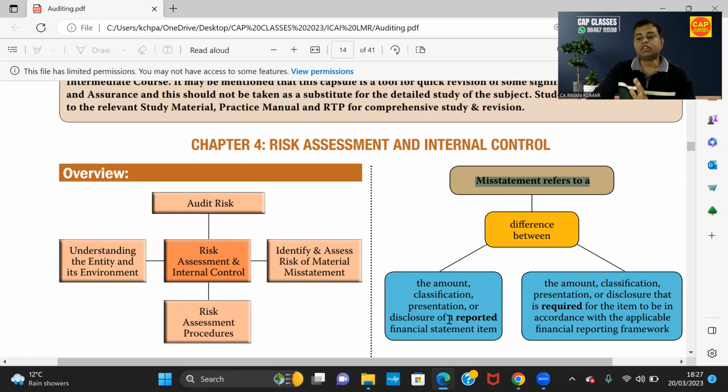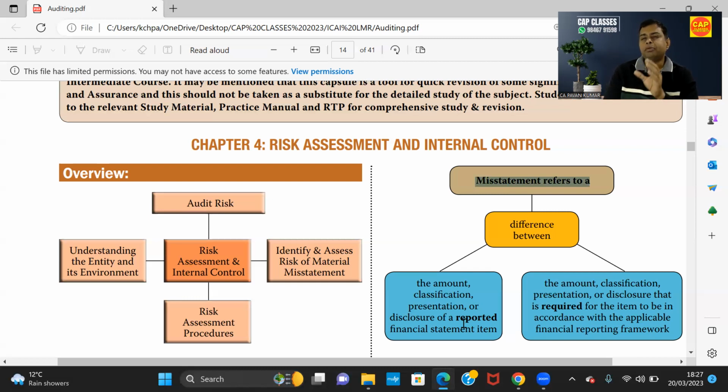Very good. Of a reported financial statement item. That means from whatever the management has given in the financial statements. Let me put it in simple terms. Take the balance sheet of the company, go randomly to a line item. Take the P&L of the company, randomly go to a line item.